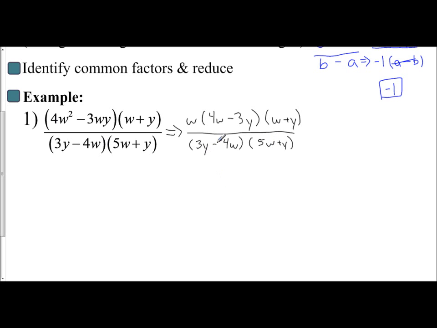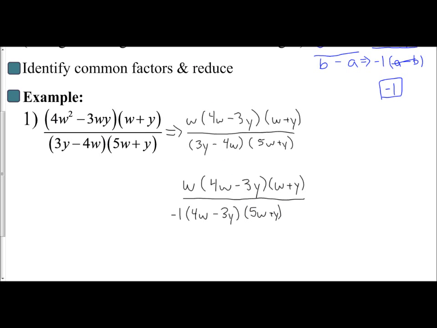But if I look here, I have a 4w minus 3y and a 3y minus 4w. I see I have the same terms in opposite positions around a minus sign. And so what that allows me to do is I'm going to keep the top exactly the same. And from the bottom, I'm going to factor out a -1. So I'm left with, on the bottom, -1 times, and that rotates the positions. The 4w becomes positive, the 3y becomes negative. And I just write down the 5w plus y.